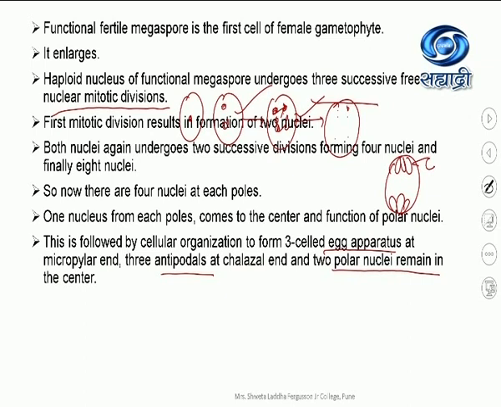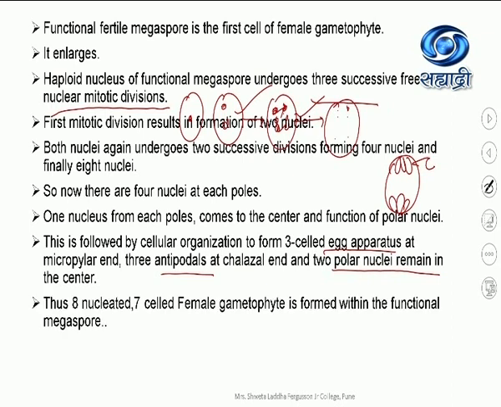Later, these polar nuclei will fuse together to form a secondary nucleus, and since it is formed by fusion of 2 haploids, it is diploid in nature. Thus, an 8-nucleated, 7-celled female gametophyte is formed within the functional megaspore. I repeat, how is it 8-nucleated? 1, 2, 3, 3 antipodals at the chalazal end, 4th the egg, 5th and 6th the synergids, and this entire one is 7. So 7-celled. How many nuclei? 8. Why 8? 3 at the top, 3 at the bottom, and 2 in the center, fusing together later to form the secondary nucleus. So 8-nucleated. And where is it formed? It is formed in the functional megaspore.